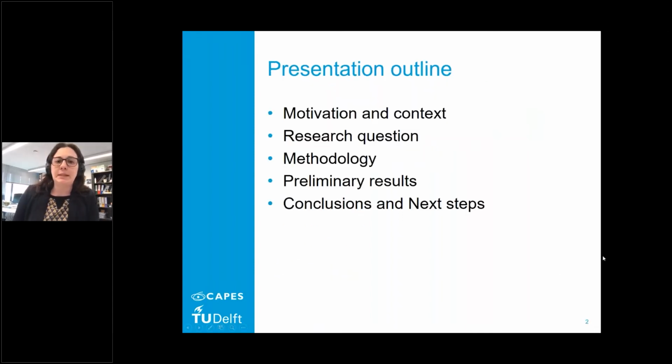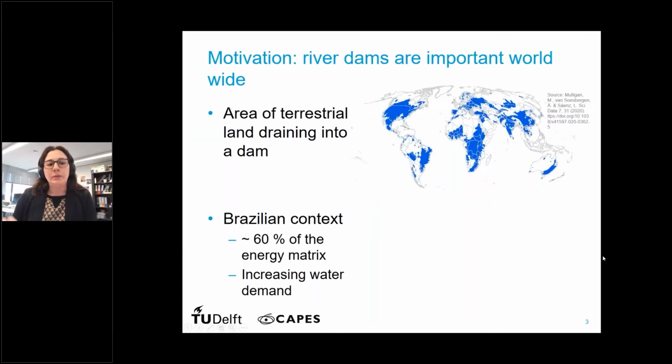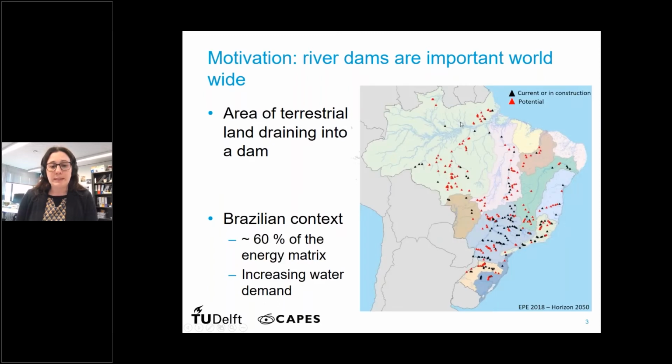This is my presentation outline. And I would like to start by presenting the motivation of this study. So in this figure, you can see in blue the area of land that is drained into dams. And this shows us how important these structures are for our societies worldwide. And I also would like to show you a bit of the Brazilian context, which especially motivated this study.